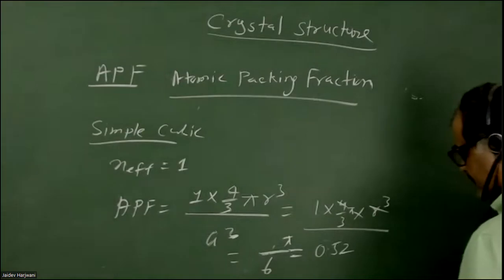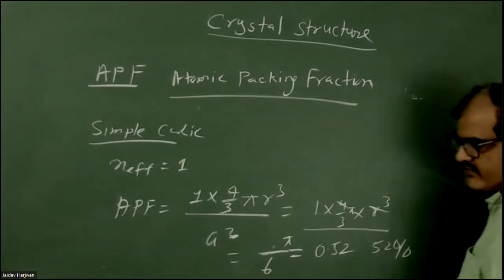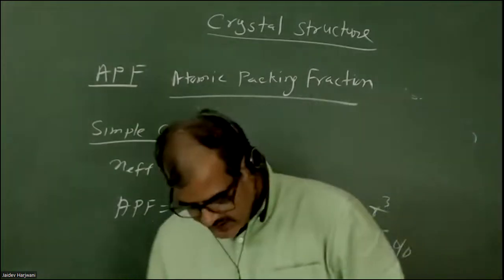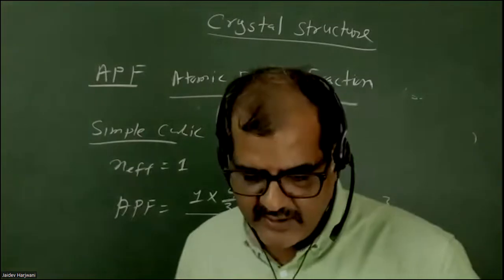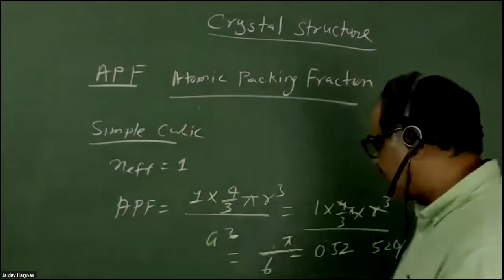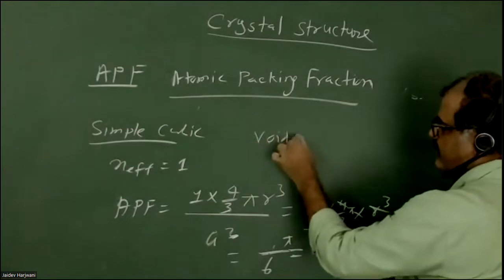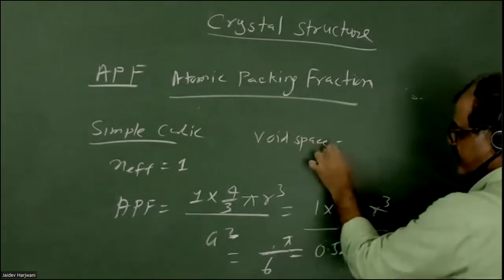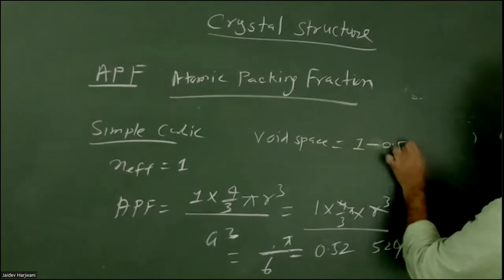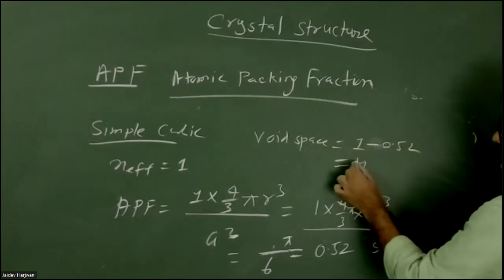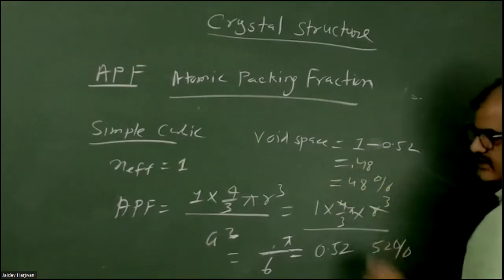52%. Yes sir. So this is 52%. The packing frequency for simple cubic is 52%. That means 48% of the space is vacant. So void space is 48%, the empty space. Void space is 1 minus 0.52, which is equal to 0.48, or in percentage you can write 48%. This is for simple cubic.